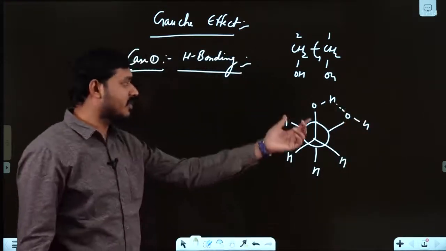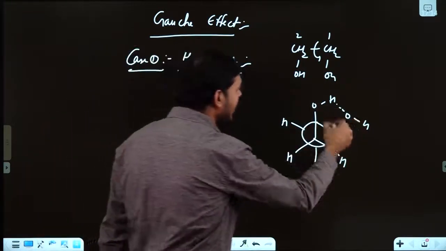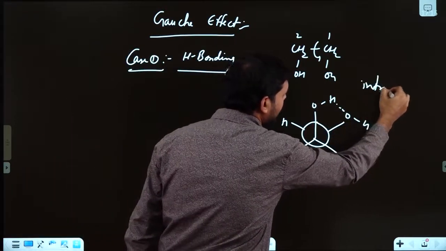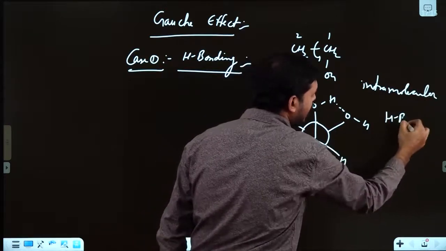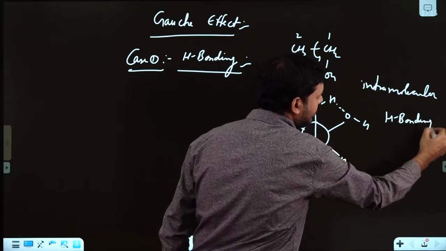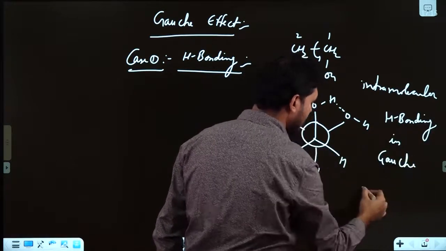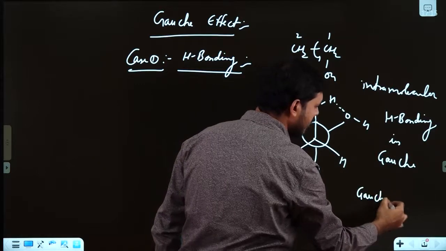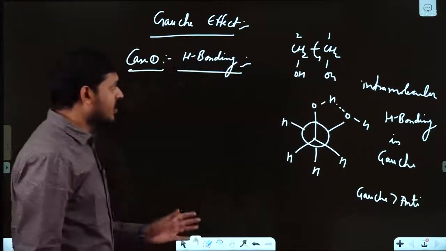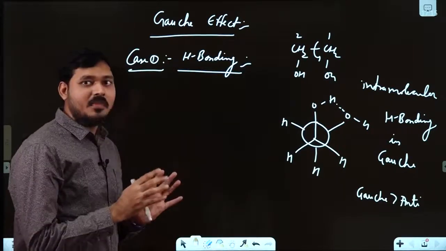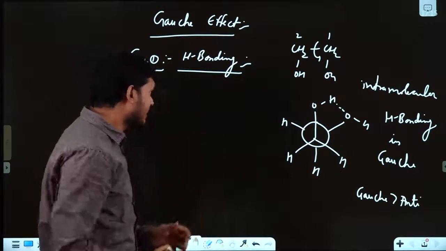Okay, here the most stable form was gauge form, then anti-form. Why? Due to intramolecular hydrogen bonding in gauge, it becomes more stable than anti-form, right? So this is the case. Now I am giving you a very short note on this thing.